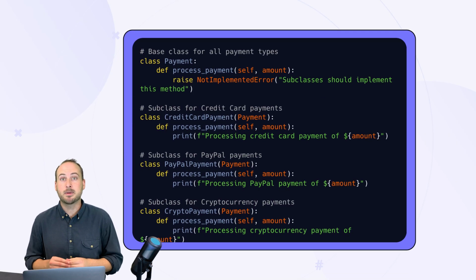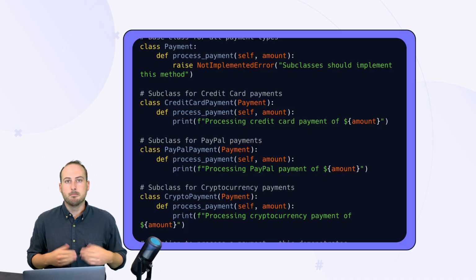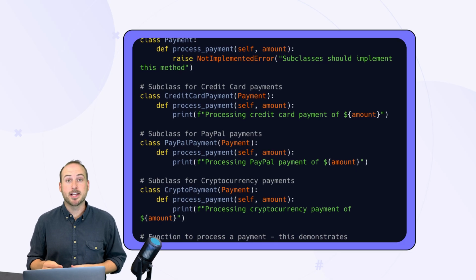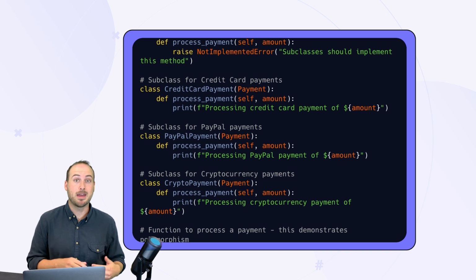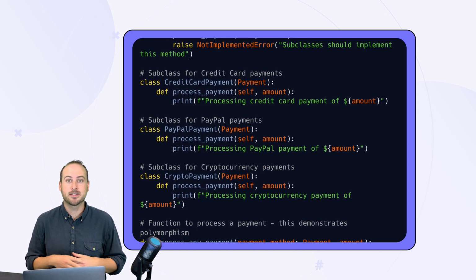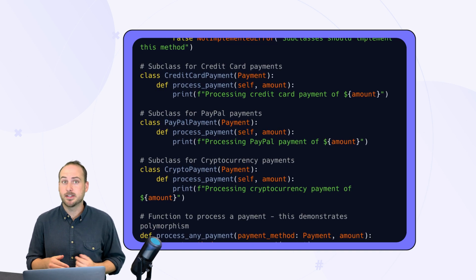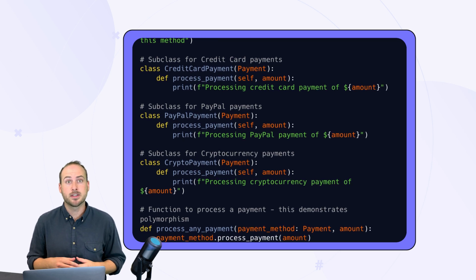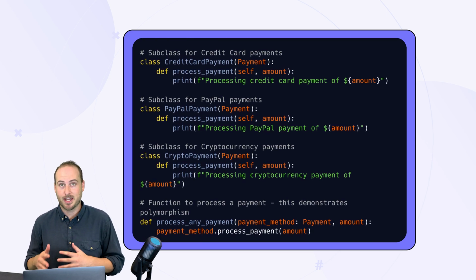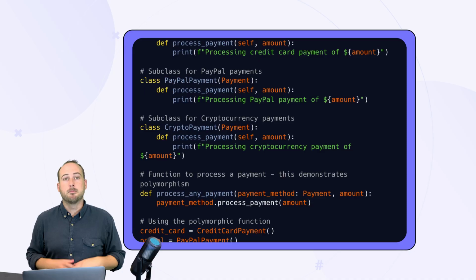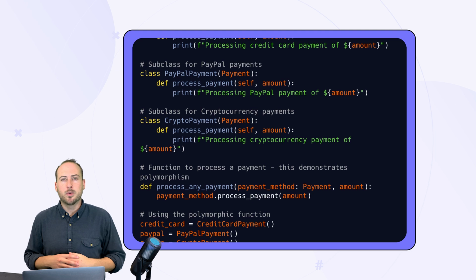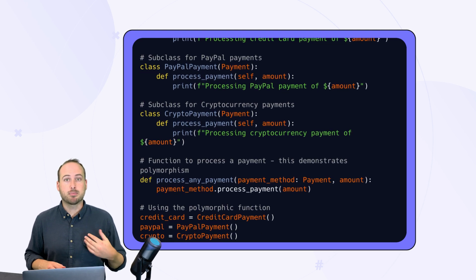Polymorphism in OOP is typically achieved in two main ways: method overriding and method overloading. Method overriding occurs when a subclass provides a specific implementation of a method that is already defined in its superclass. The overridden method in the subclass is used instead of the one in the superclass when the object is of the subclass type. Method overloading allows multiple methods with the same name, but different parameters in the same class. Depending on the arguments passed, the appropriate method is called. Back to our payment processor example. We have a base class payment with a method process payment.